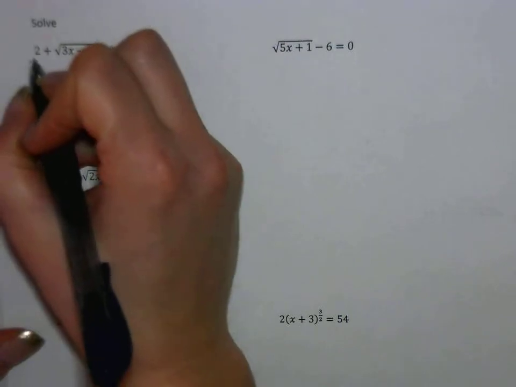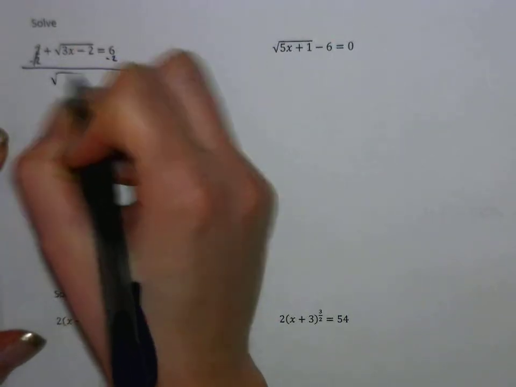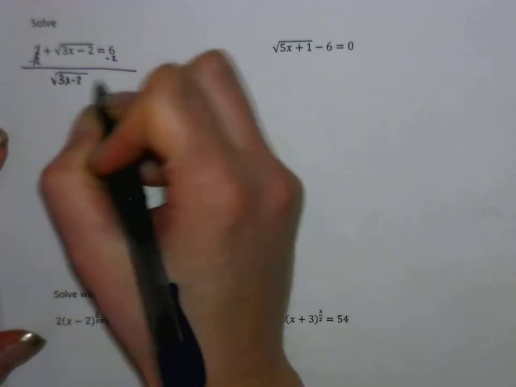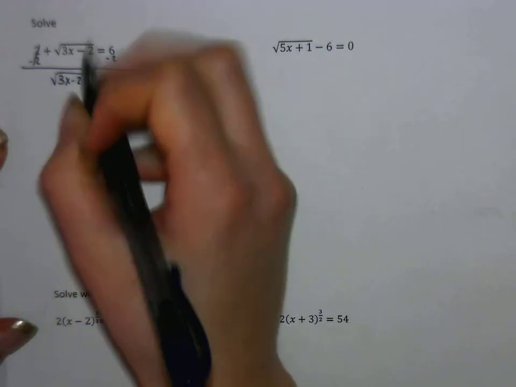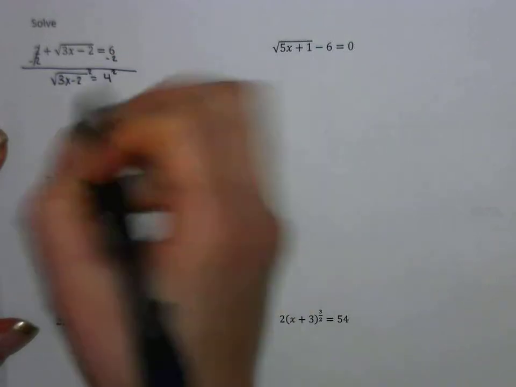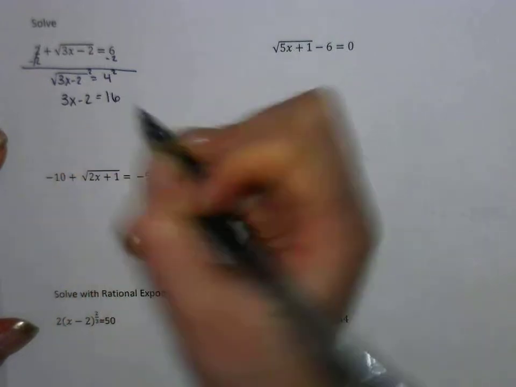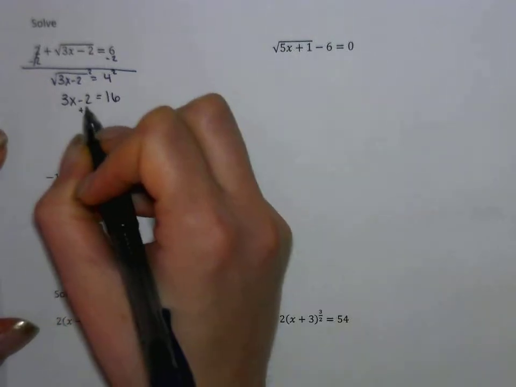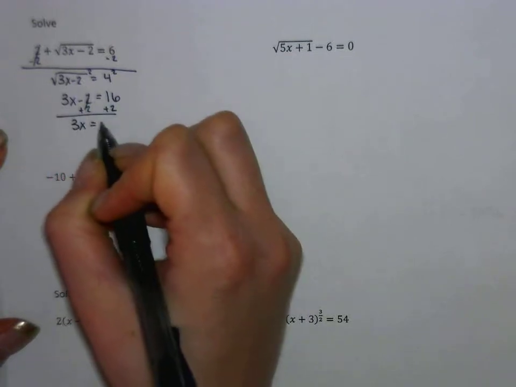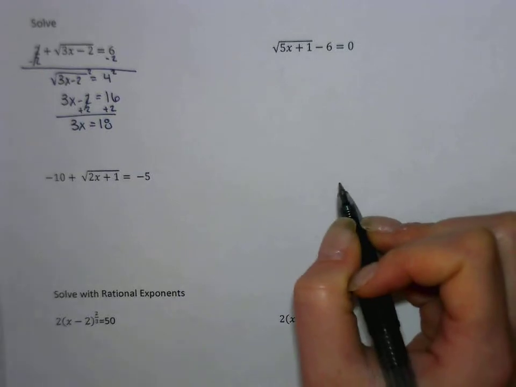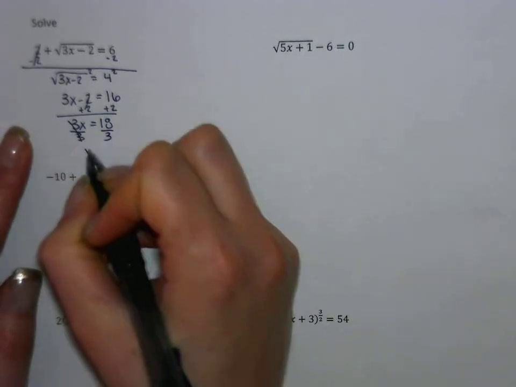First we want to subtract 2 from both sides of the equal sign. So we're left with the square root of 3x minus 2 equals 4. In order to get rid of our square root, we want to square both sides. So 3x minus 2 equals 16. And then we just have our two-step equations. We add 2 to both sides. So 3x equals 18. Our last step would be to divide both sides by 3, and x equals 6.